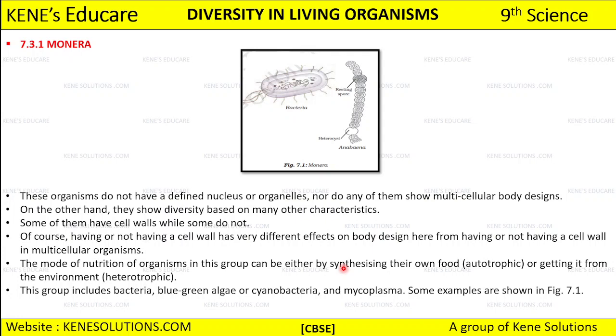Okay. So this group, kingdom Monera, includes bacteria, blue green algae which we also call cyanobacteria, and lastly we have mycoplasma. So these are the 3 different examples of kingdom Monera.